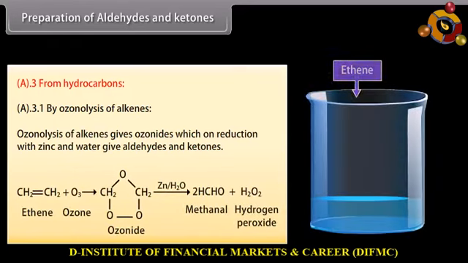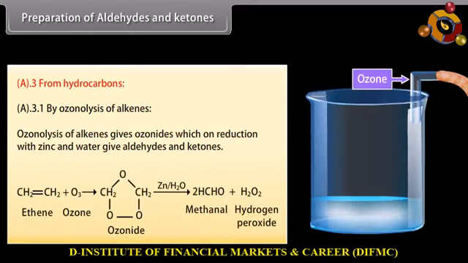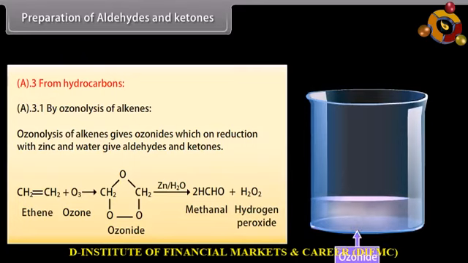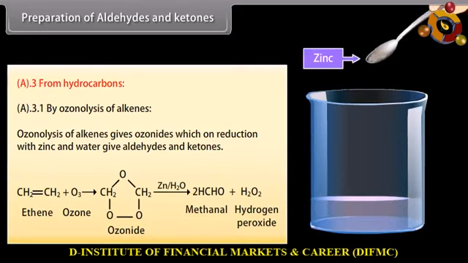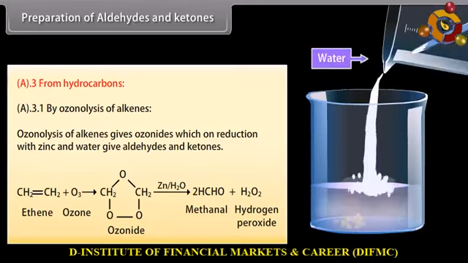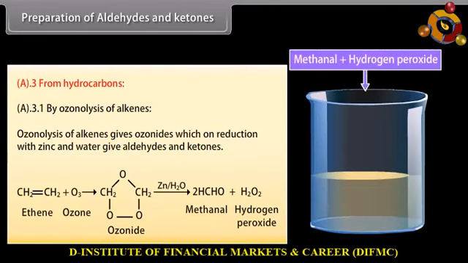Ozone gas reacts with ethene and forms an intermediate, that is ozonide, in which some zinc is mixed along with water and forms methanal and hydrogen peroxide.